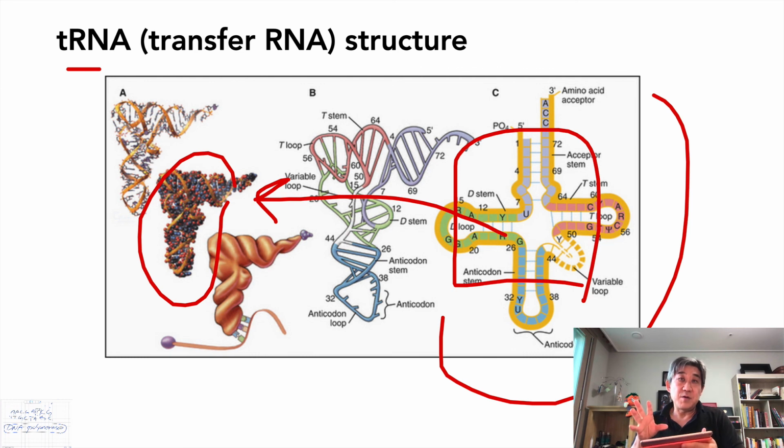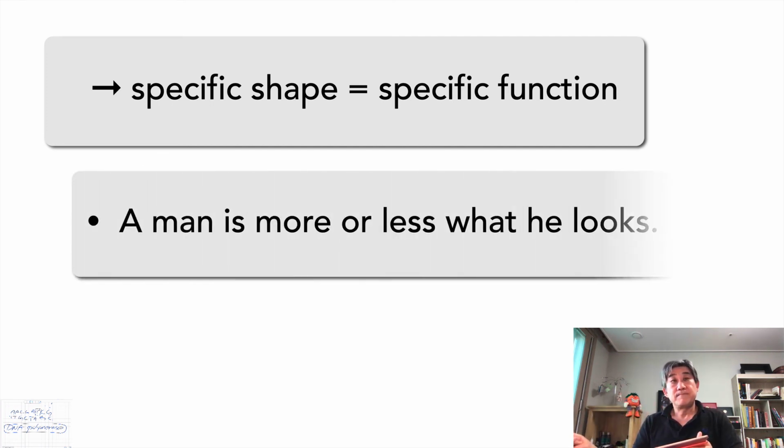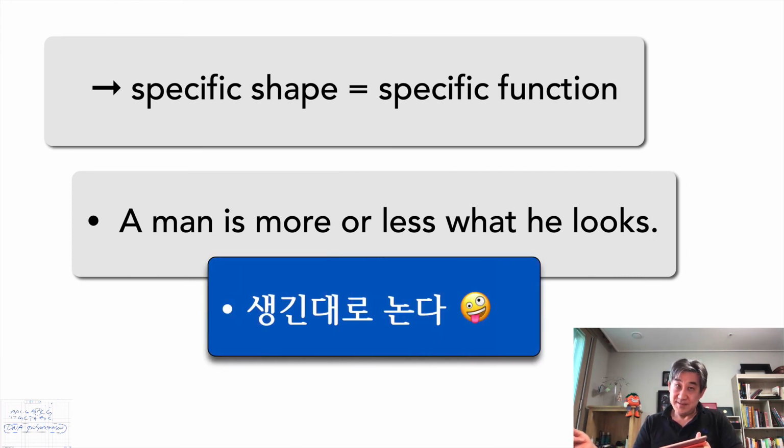Why does this specific shape matter? Because, as I said, specific shape means specific function. Any unique function is not something that's special, but only coming from their respective unique shape.